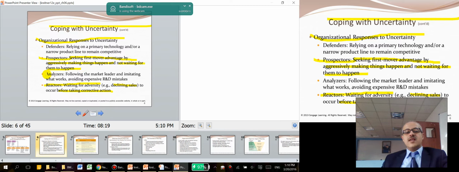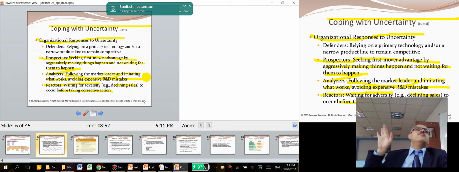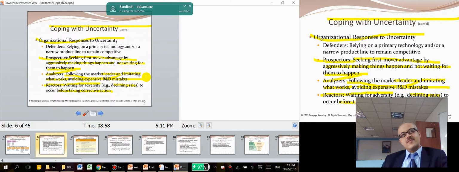Do you guys remember those analyzer companies? Samsung, for example. They follow the market leader. They imitate. Anything that works, they do it. Anything that involves expensive R&D mistakes, they avoid. These are more like Samsung. Maybe also the new Chinese companies. They're more like copy-paste. They see what's good, they follow it. They don't come up with something new and they don't do research and development, but if they see anything works, they copy it. That's what is happening with Huawei. Maybe Huawei is another example.